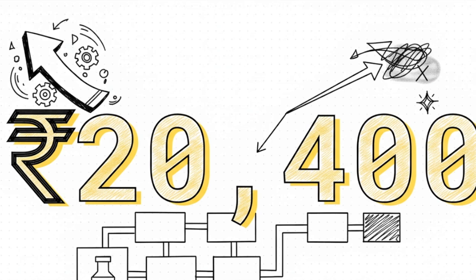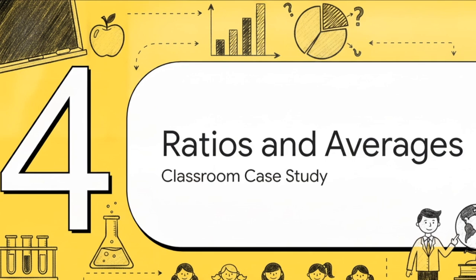By staying structured and identifying the correct base figure before doing the math, you completely bypass their trap and land safely on the undeniable truth of the data. Let's move on to our next section, solving ratios and averages using a classroom case study.